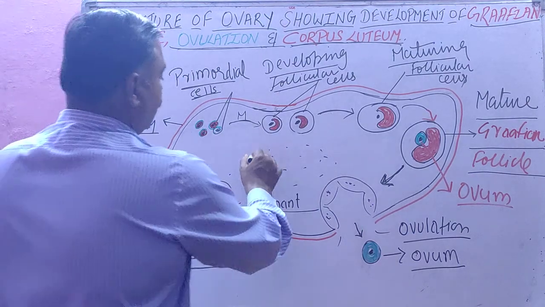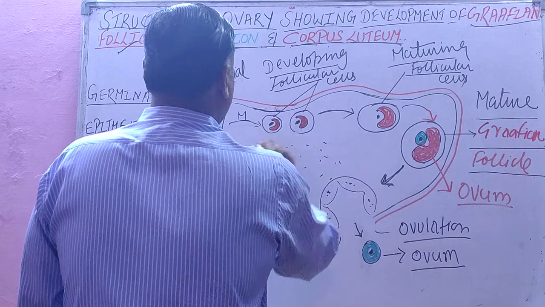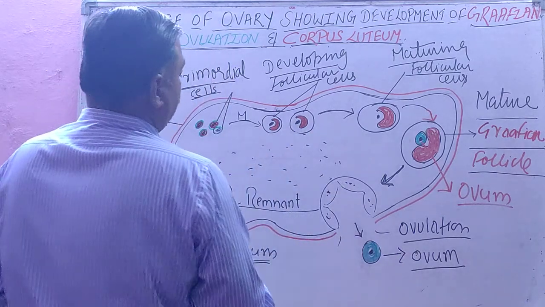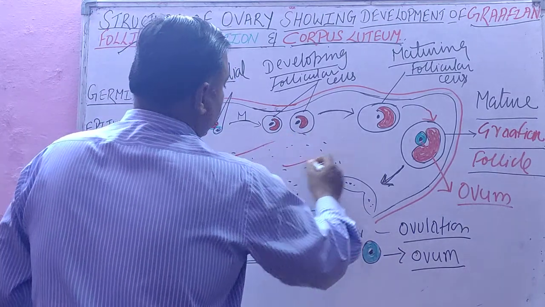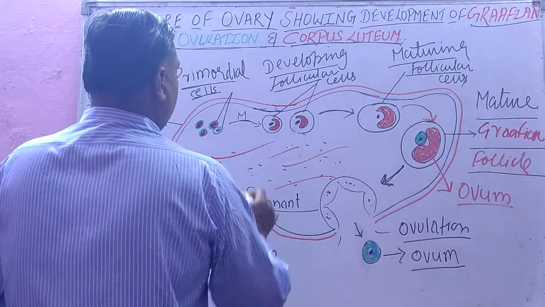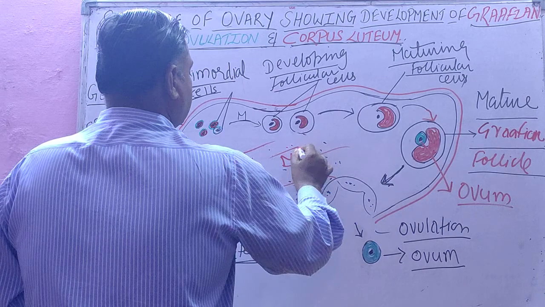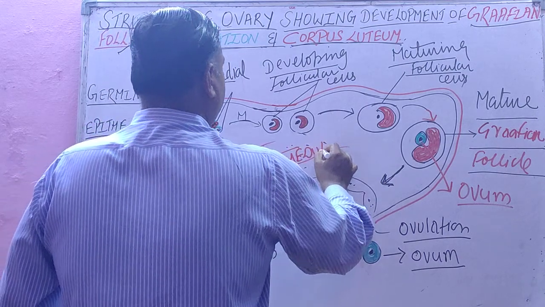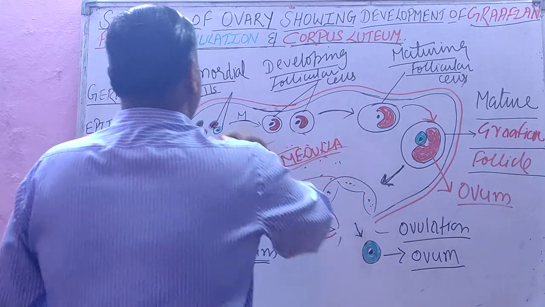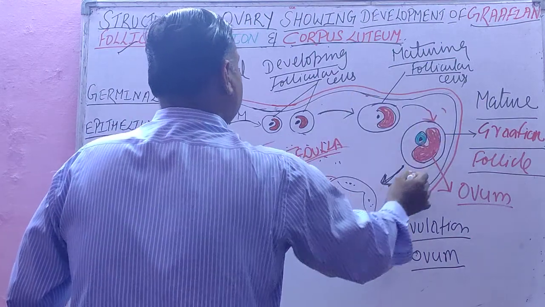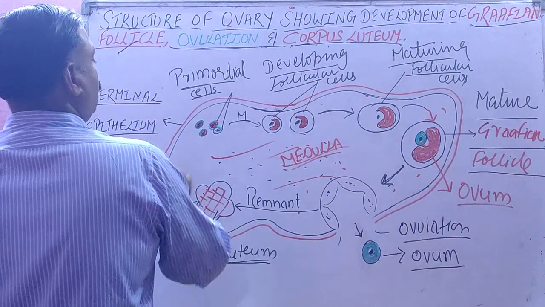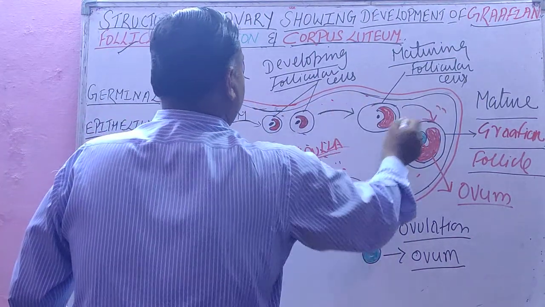And student, in between, the structure where blood vessels and nerve cells are found is called the ovarian medulla, and the surrounding portion is called the ovarian cortex.